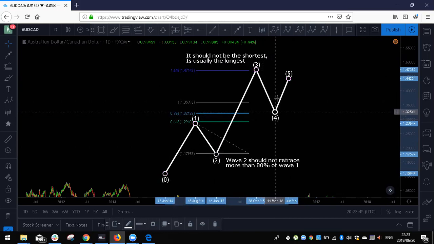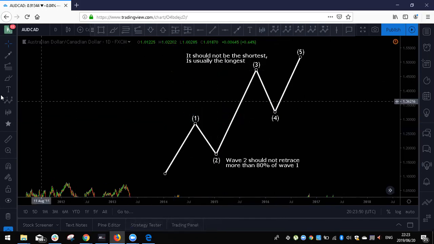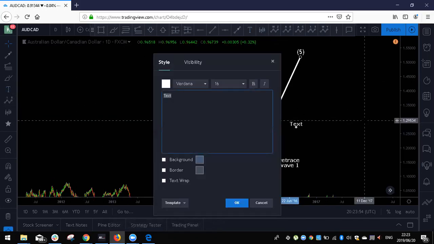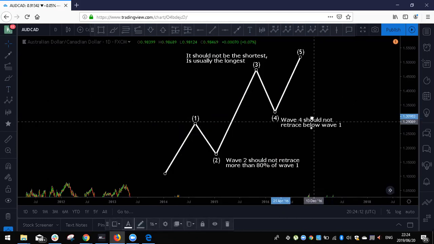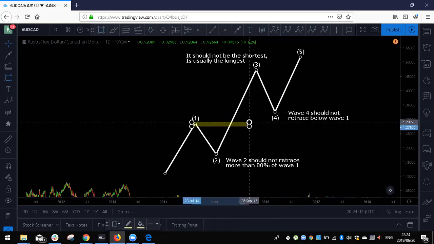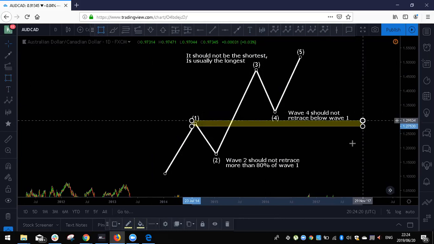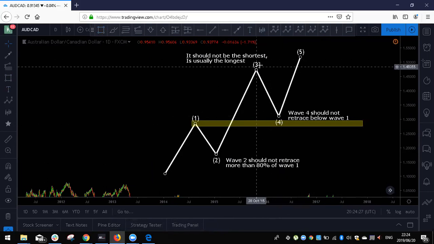And then for wave 4, the rule is that wave 4 should not retrace below wave 1. So what I usually do after you spot a wave 1, you just draw a zone there, and anything below there is your invalidation point.